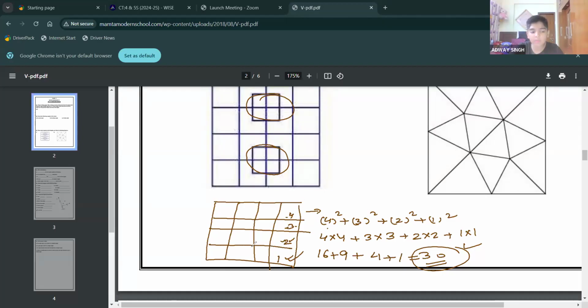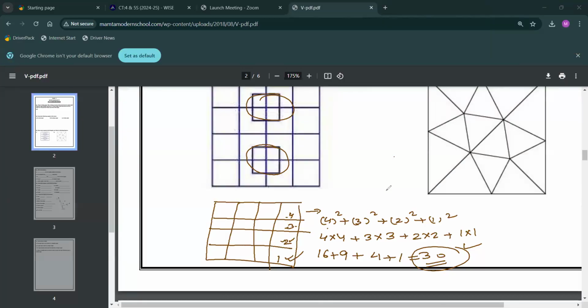Ma'am, can you explain this? From where, Advay? Ma'am, that square part. From where can we count the squares in the following? Beta, I have not counted squares. I have only written the numbers. Got it? How many rows are there? 1, 2, 3, 4. Right, beta?